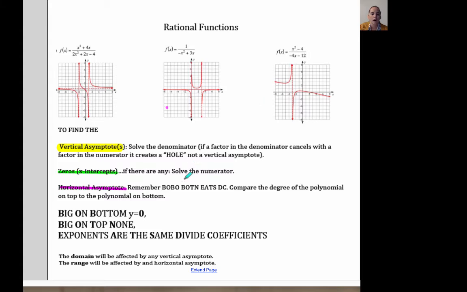Okay? Alright, so the domain, of course, is always affected by your vertical asymptotes because it creates a barrier that cuts off the x-axis. And then the range, of course, will be affected by a horizontal asymptote because anything horizontal will cut off the y-axis. All right, let's try one.